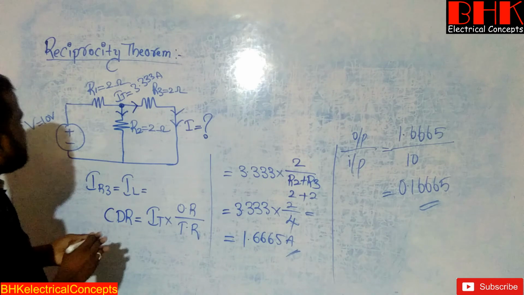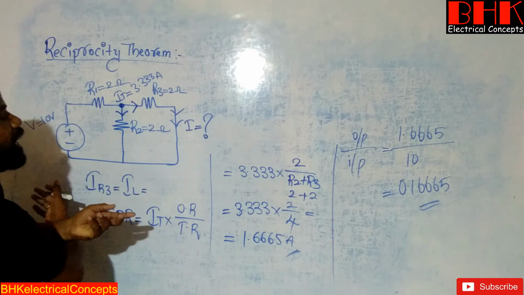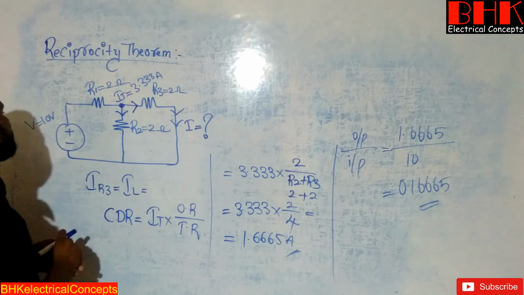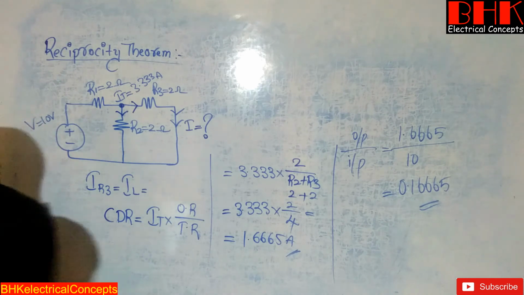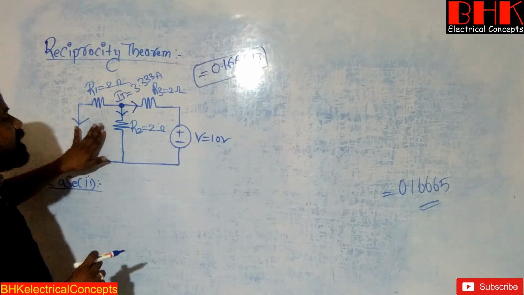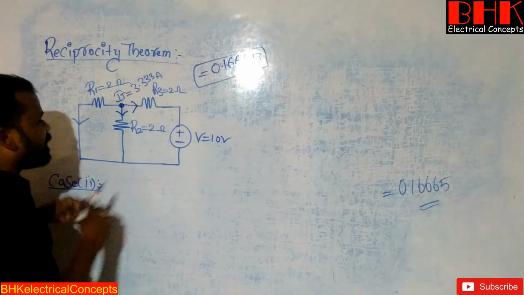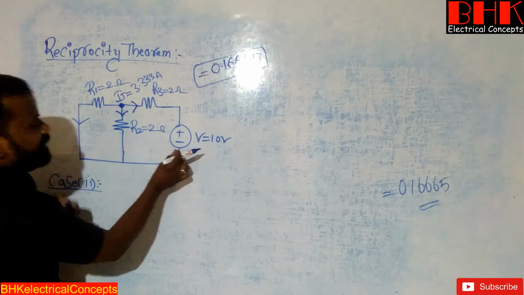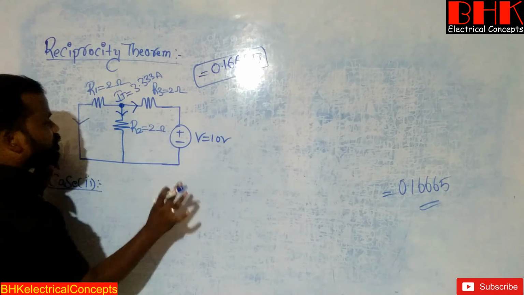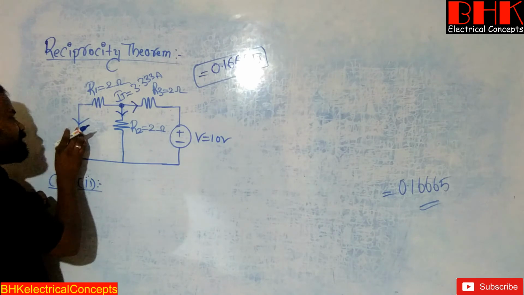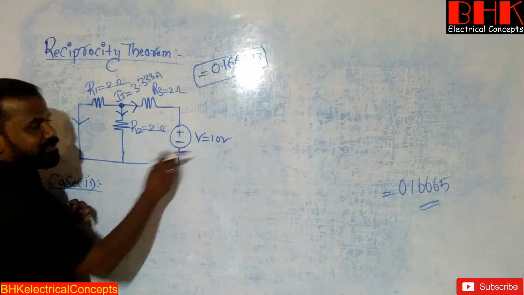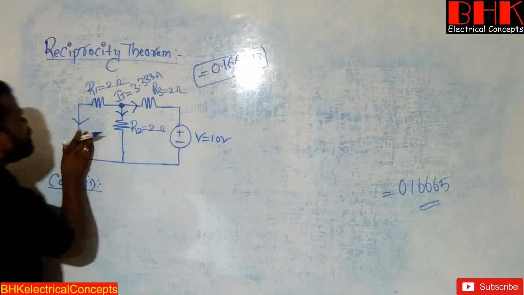In case number 2 we need to interchange load and source. Clear. Now go for the second case. Yes, now this is the case number 2 circuit. It means we are just interchanging the load and source. So in case number 1 the source is here, load is here. In case number 2 the source is here, load is here.